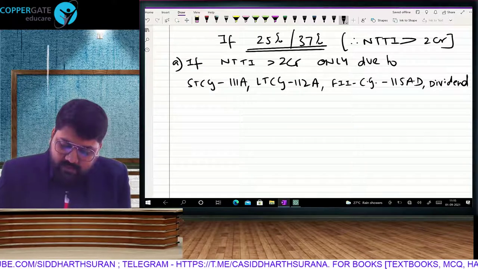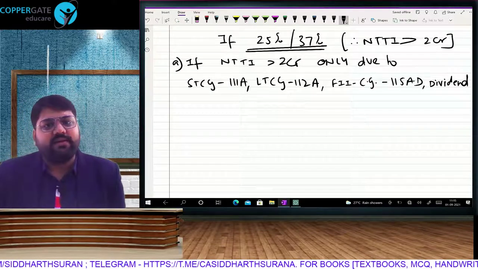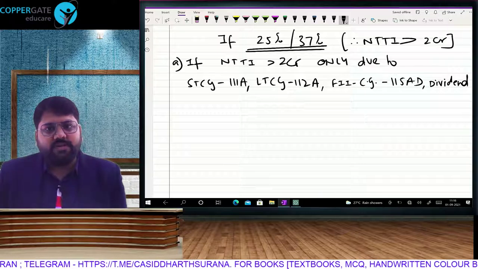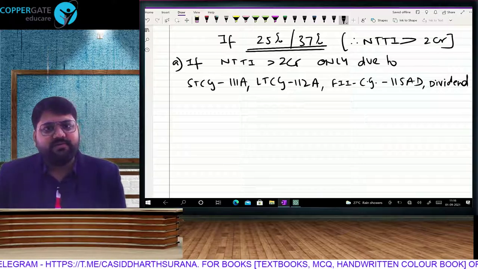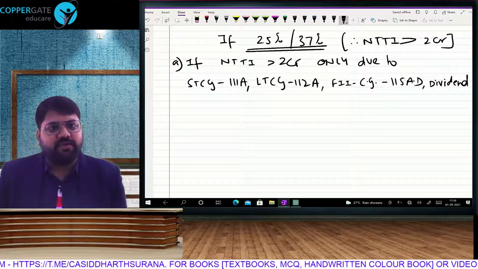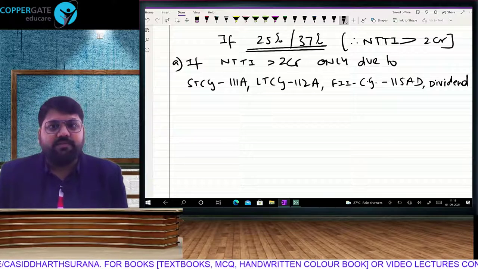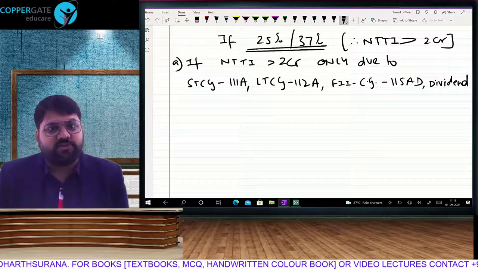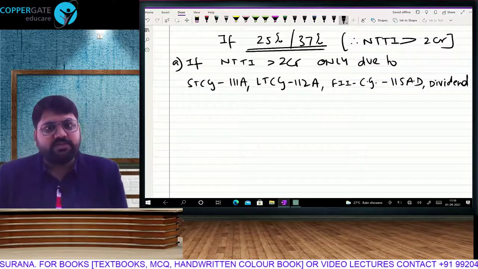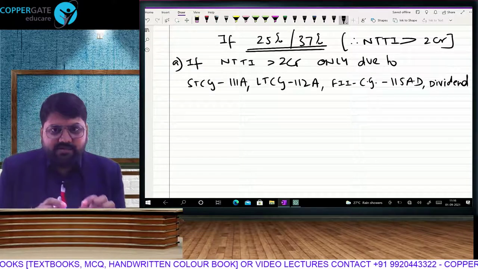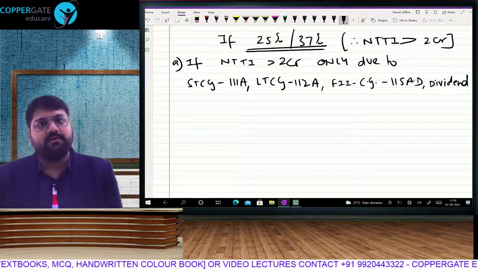And the fourth income, dividend income. Actually, 2 years ago, dividend income was exempt because the company used to pay DDT. But now dividend income is going to be taxable because the tax called dividend distribution tax is abolished. There is no DDT. Company will not be paying any dividend distribution tax. The dividend income will be taxable in the hands of the recipient.